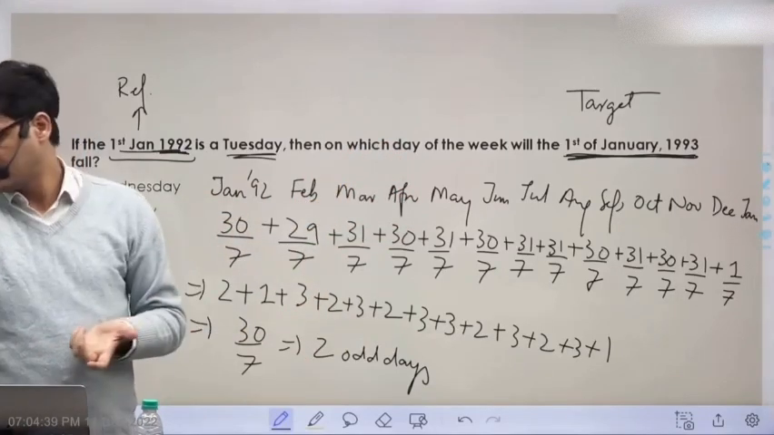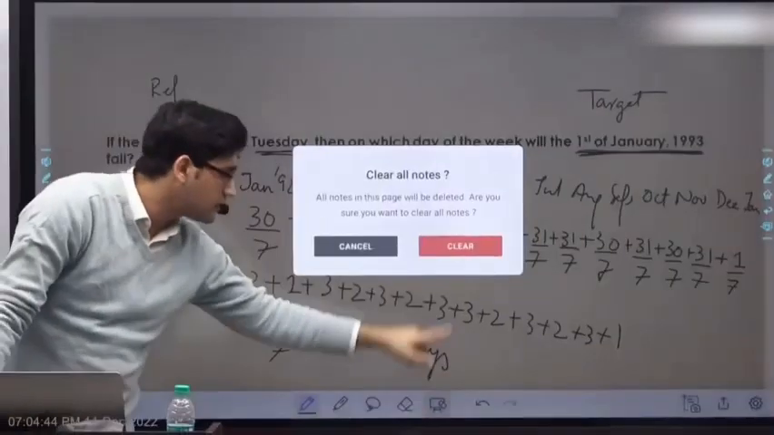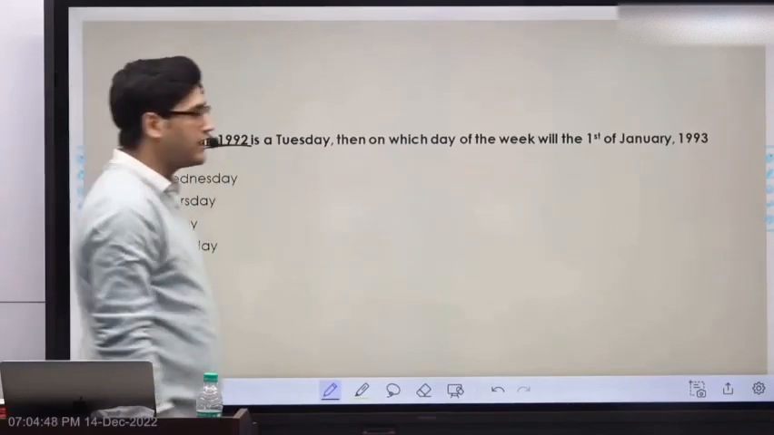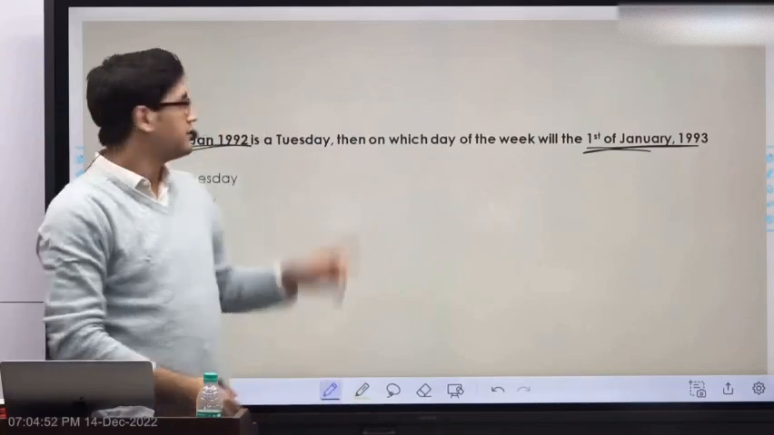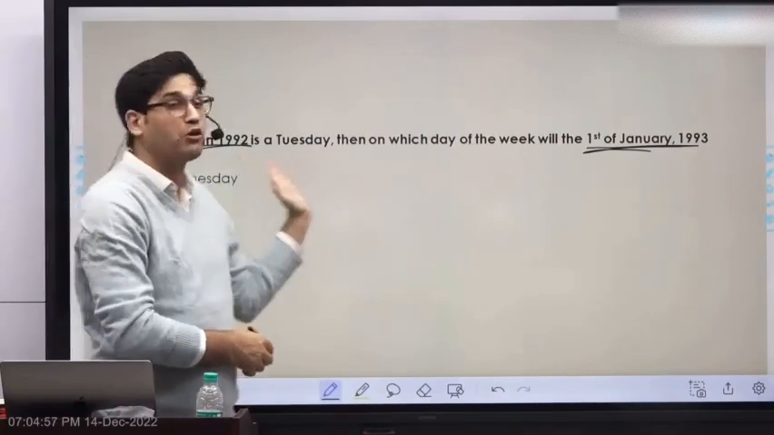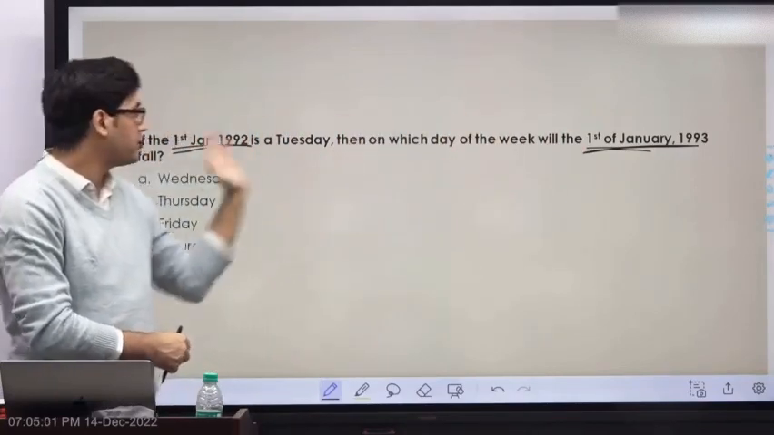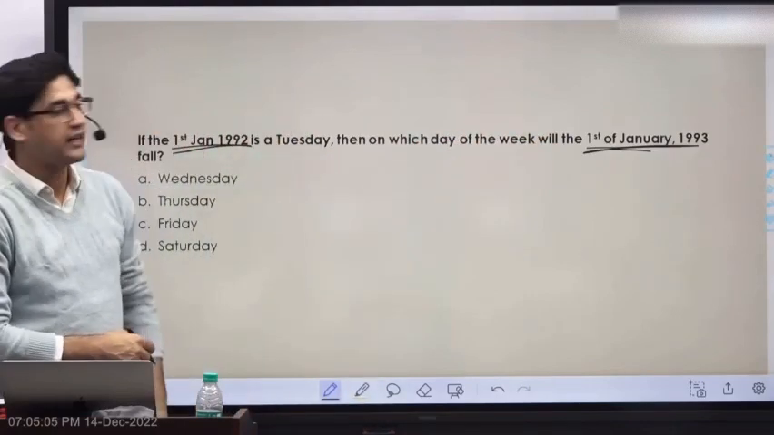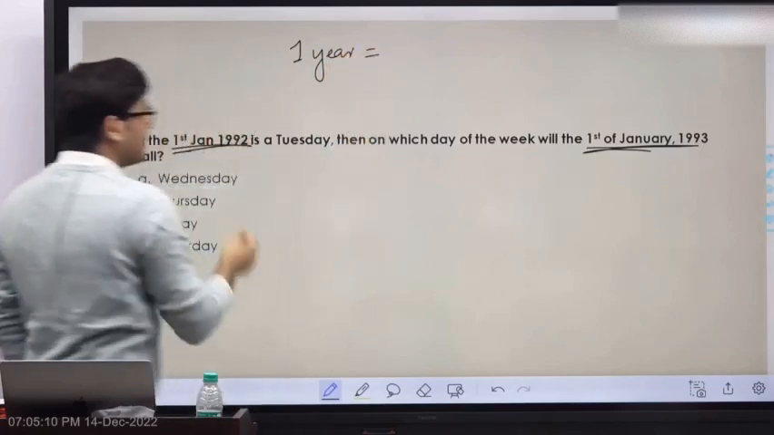If you were anyways clear on this, you could have quite easily seen that this is your 1st of January 1992, this is the 1st of January 1993. The dates are the same, the years are different. Basically, we're talking about 1 year having passed between the 1st of January 1992 and the 1st of January 1993. 1 year has passed. And this year is a leap year.